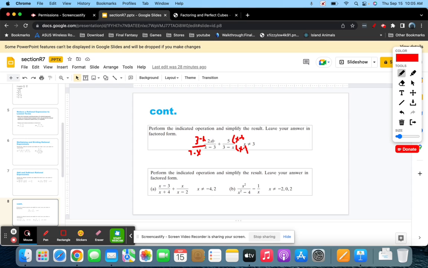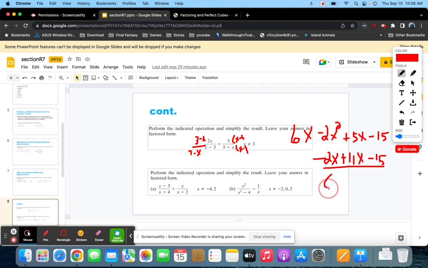And so let's see, 3 minus x times 2x is going to be 6x minus 2x squared plus 5x, when I say 5 times x minus 3, minus 15. Okay, so that'll be negative 2x squared plus 11x minus 15. If you can, you factor that and see if there is an x minus 3 or 3 minus x in there.